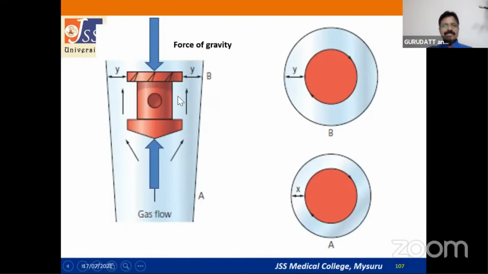So why does it rotate? Again, there are corrugations, or flutes, which are oblique flutes. Once the gas hits these oblique flutes, it will make the bobbin spin. So that's how the bobbin will keep rotating.